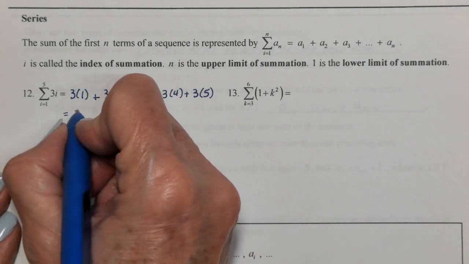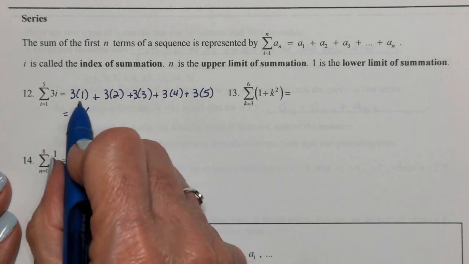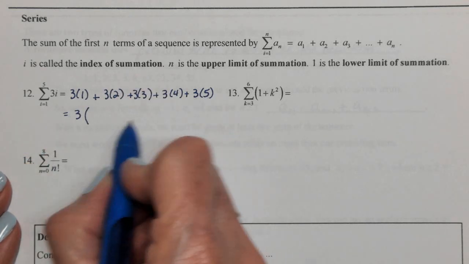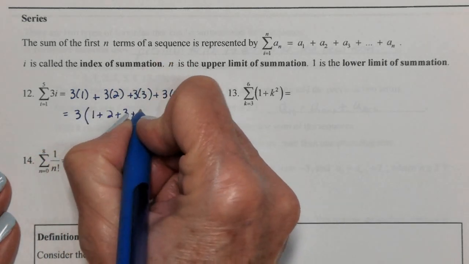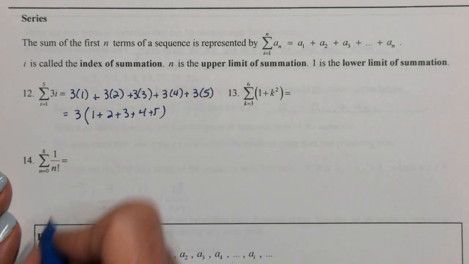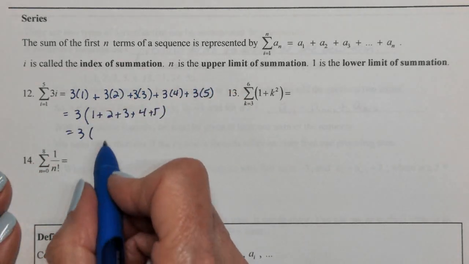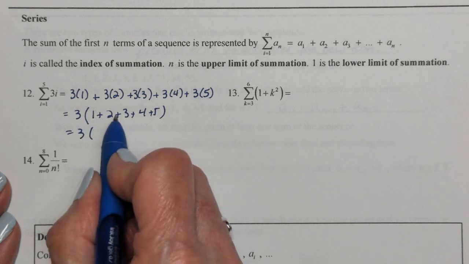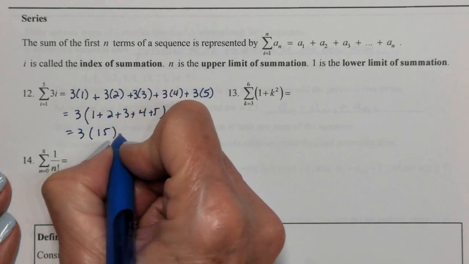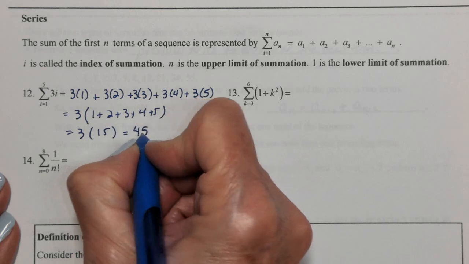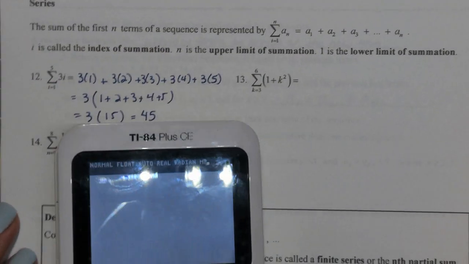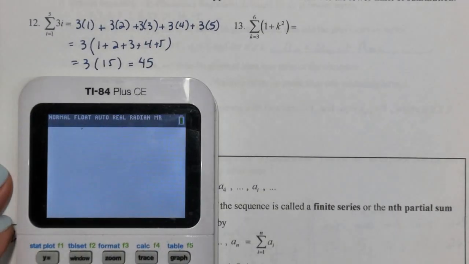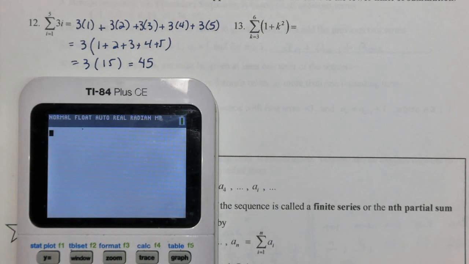So this is 3 times, do you agree that every term has a 3 in it? So I'm going to factor that 3 out, and that is 3 times 1 plus 2 plus 3 plus 4 plus 5. And that is 3 times 15, which is 45. There is a function on your calculator. You guys, this test will be all no calculator. However, I want you to know where this is on your calculator so you can check yourself on these.